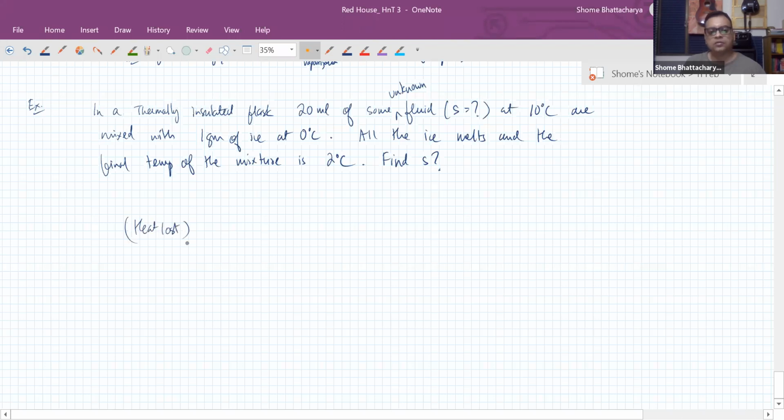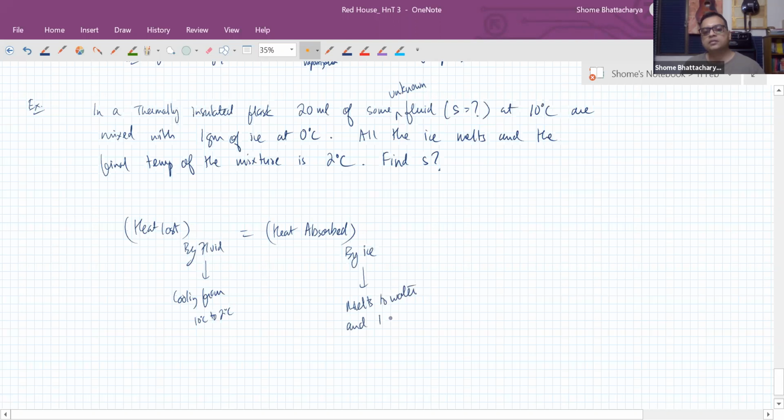lost by the fluid, because it is cooling down from what was it, 10 degrees C to 2 degrees C, will be equal to the heat absorbed by the ice, because the ice melts to water, okay, and then heats up from 0 degrees C to 2 degrees C, okay, and it is in a heat sealed container, no?